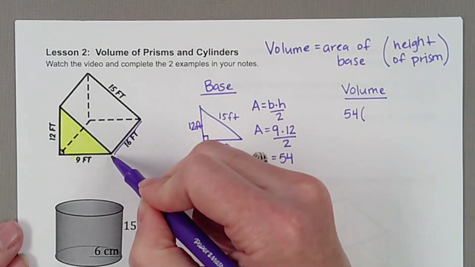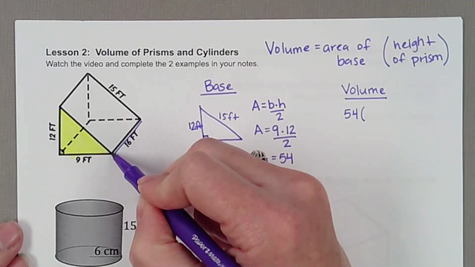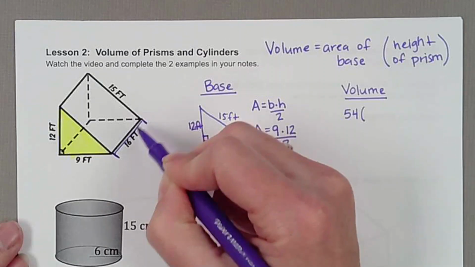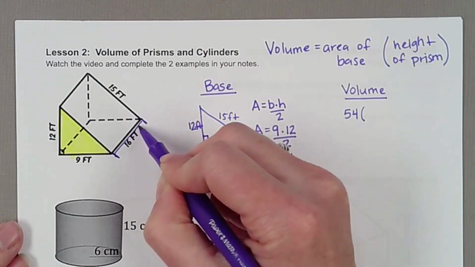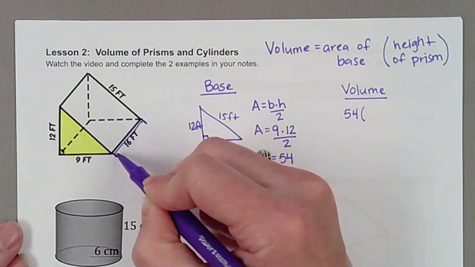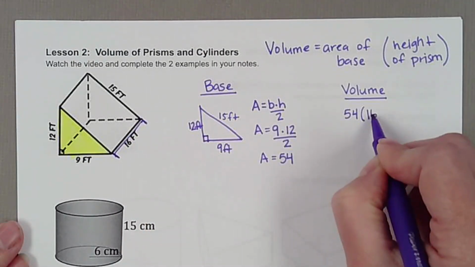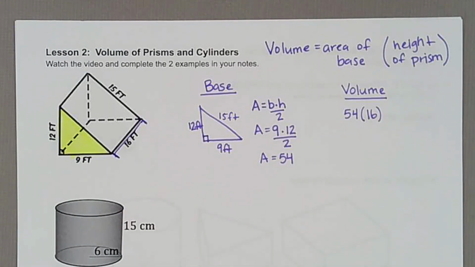Another way to think about that, if you're having trouble visualizing, is how far is one base from the other base. So to get from one triangle to the other triangle, because those are the bases, I would have to travel 16 feet. So the height of the prism is basically how far is one base from the other base.